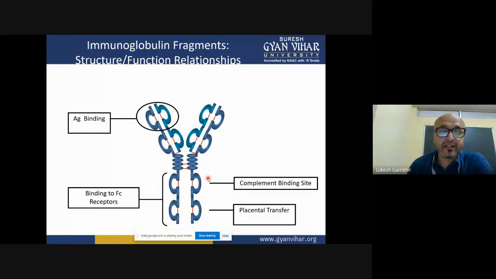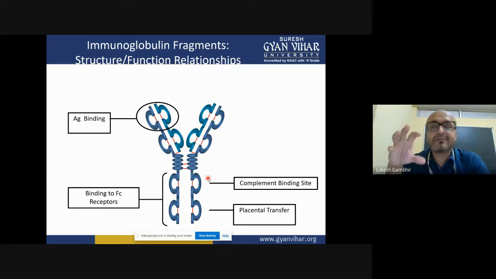What type of activation am I talking about? See, there are many receptors present on different cells. If we are talking about B cells, a B cell contains a receptor called the Fc receptor, which is responsible for binding to this particular segment of the constant region.